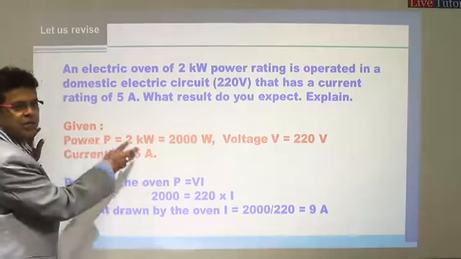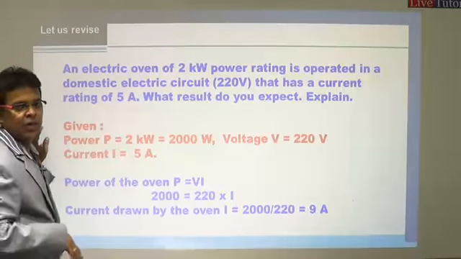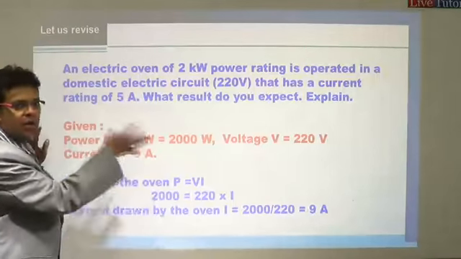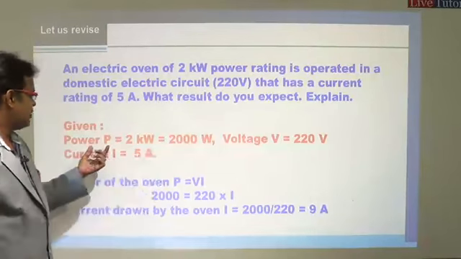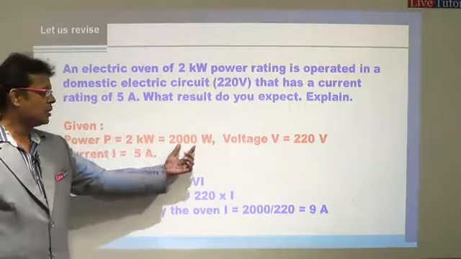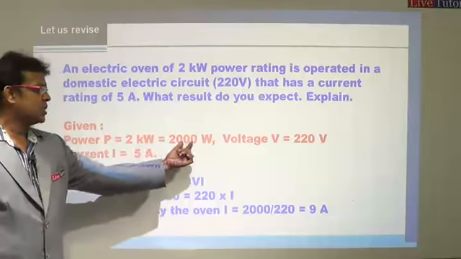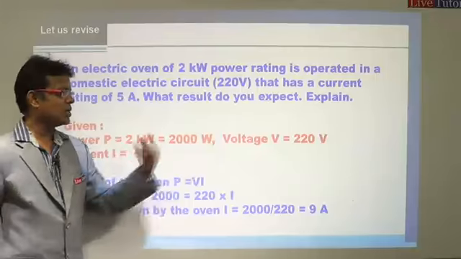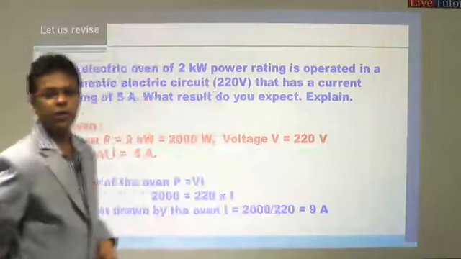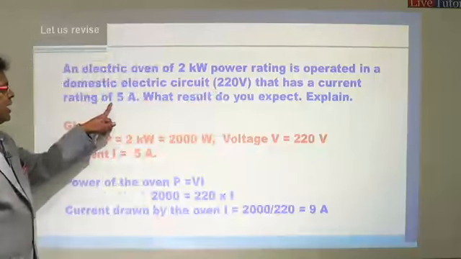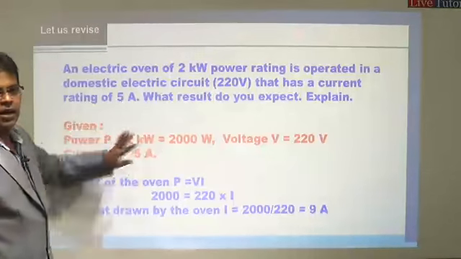Now we will calculate, using this formula, how much current will be drawn by the electric oven. To understand, first, what is given here: power is 2 kilowatt, 2000 watts. Kilo means 1000, so 2 kilo means 2000 watts. And what is the voltage? It is given, 220 volt. What is the current rating? 5 amps. This is the given data.